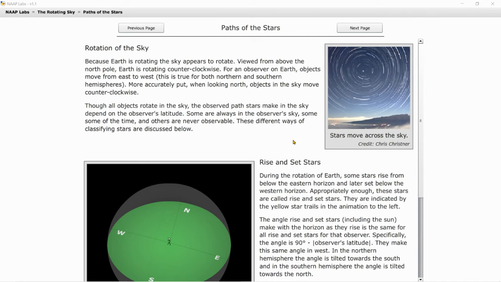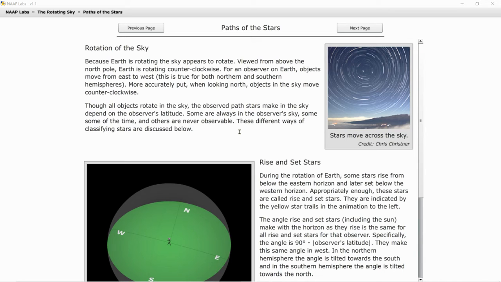All right, rotation of the sky. Because Earth is rotating, the sky appears to rotate. Viewed from above the North Pole, the Earth is rotating counterclockwise. For an observer on the Earth, objects move from east to west. This is true for both northern and southern hemispheres. So just because you're in the southern hemisphere doesn't mean it moves in another direction.